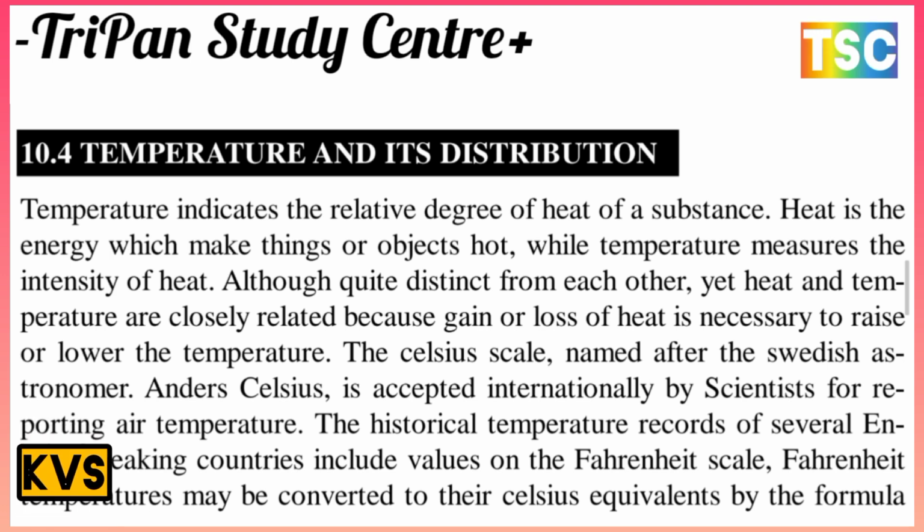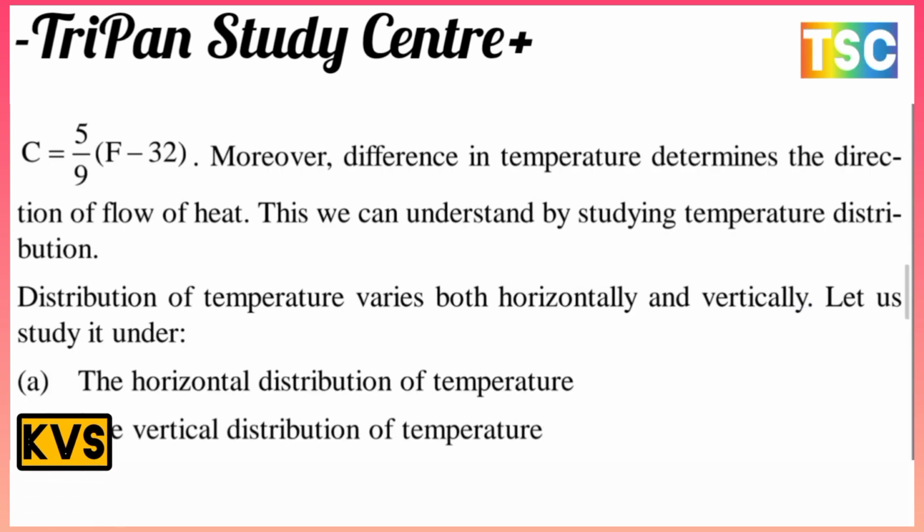The Fahrenheit temperature may be converted to its Celsius equivalent by the formula. The relation between Fahrenheit and Celsius: Celsius is equal to 5 upon 9 times F minus 32. This is the most important relation here, the Celsius and Fahrenheit change.